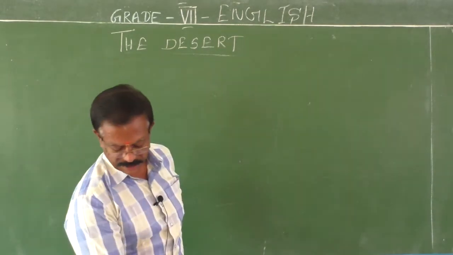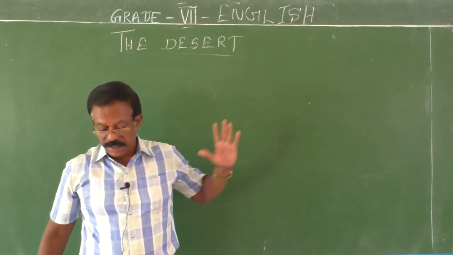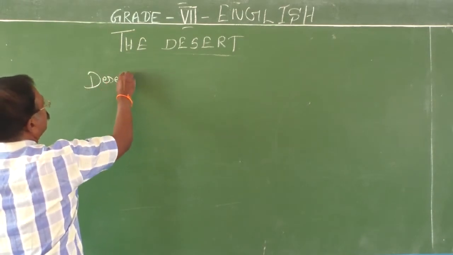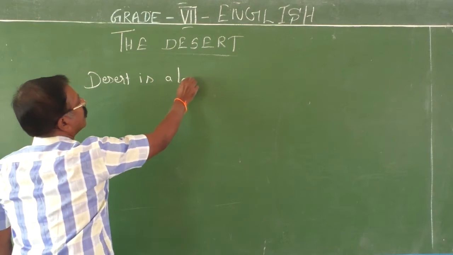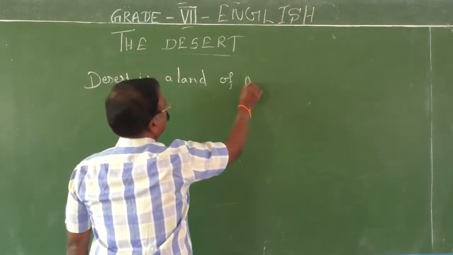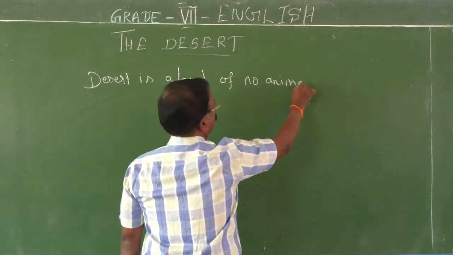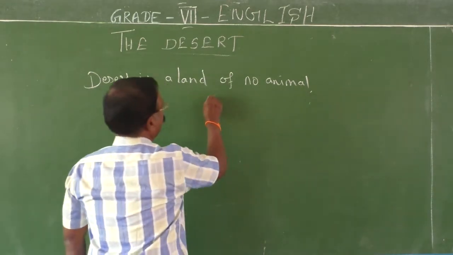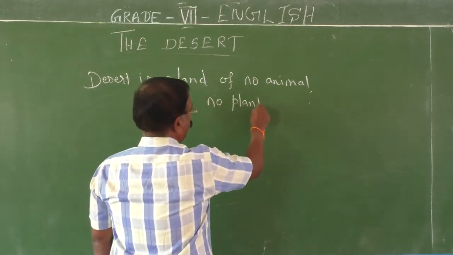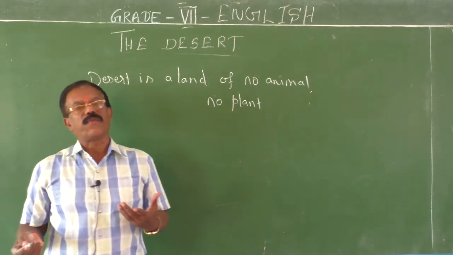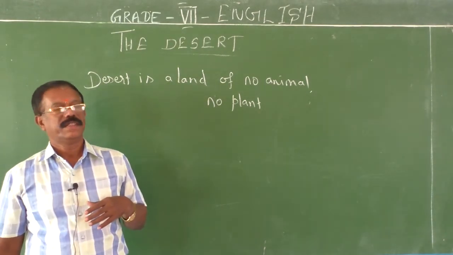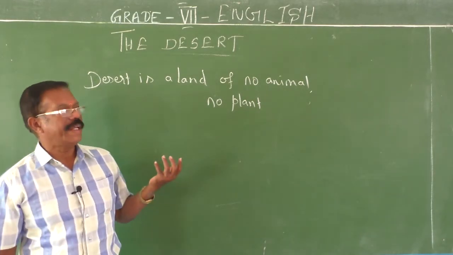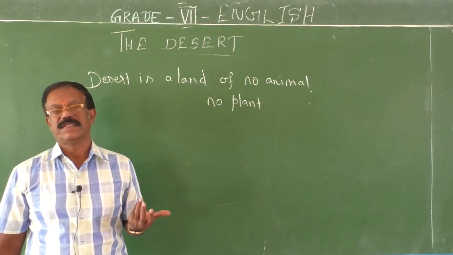The general opinion of the people is that a desert is a land of no animal, no plant. But it is not always correct. You can find some animals in the desert. They have the habit of living in such a hot climate. And you can find some plants also in the desert.